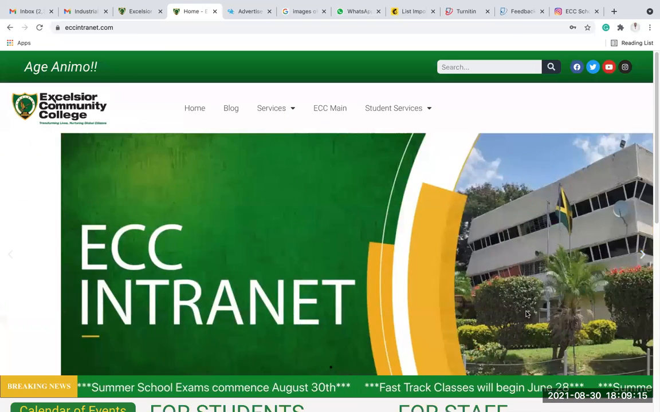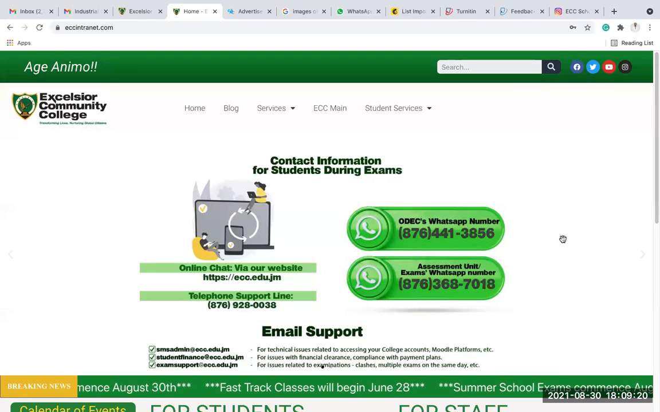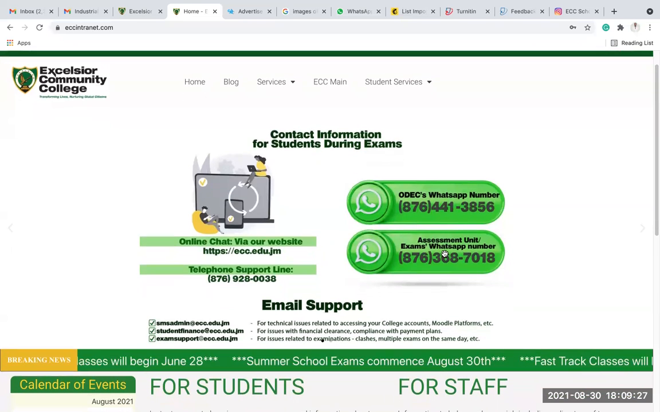So here are the numbers, this is the intranet, eccintranet.com. Exam assessment number, so you can talk to them. I honestly don't know anything about that online thing because I don't interface with the student part. I only interface with the lecturer part, so I don't know how it works. So you just send an email. I wasn't fully registered until yesterday, so what I did was send an email to student finance, tell them what is happening, and that's how I got fully registered. So Fabian, there you go.